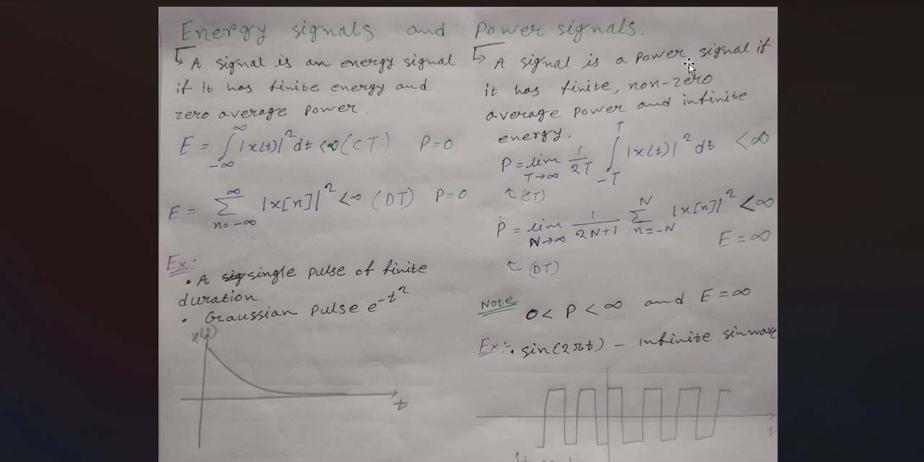Power signals: a signal is a power signal if it has finite non-zero average power and infinite energy. That means the power has a finite value and the energy is infinite. The graph example: a sine graph, an infinite sine wave.